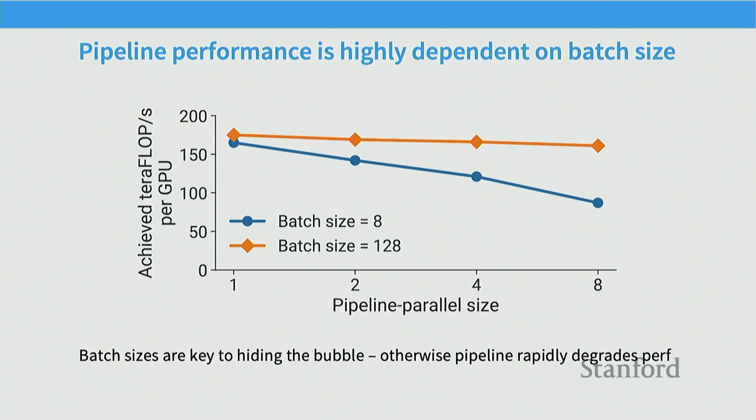And so this is an example from an NVIDIA paper. I'll talk about this paper in much greater detail later. They've done some really nice work showing performance characteristics of different kinds of parallelism. But you kind of see with batch size 8, as you increase the pipeline parallel size, the number of devices, your utilization per GPU starts to really drop off. Whereas if you have a big, big batch size of 128, you can get away with pretty good utilization for reasonably sized pipeline parallel, right? So batch sizes are really key to hiding the size of the bubble. Otherwise, you have issues.